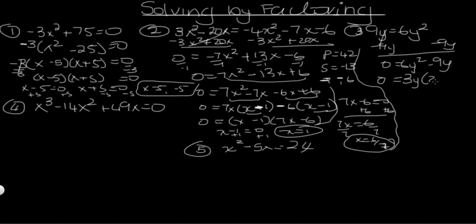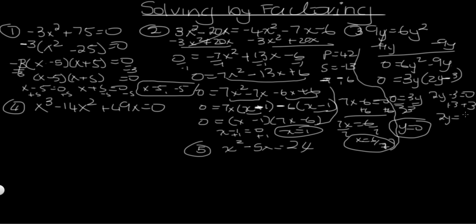6 divided by 3 is 2. y squared divided by y is y. Minus 9y divided by 3y is 3. Now go ahead and split this up. So I have 0 equals 3y and 2y minus 3 equals 0. For this one, just divide by 3, and you'll get y equals 0 as one of your answers. For this one, add 3 on both sides to get 2y equals 3, and then divide by 2.